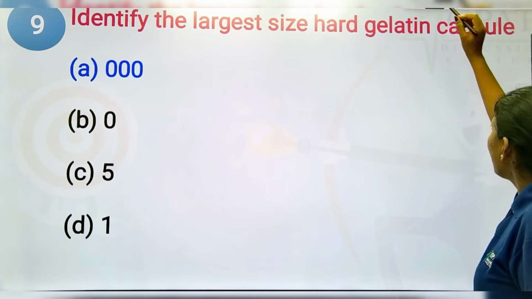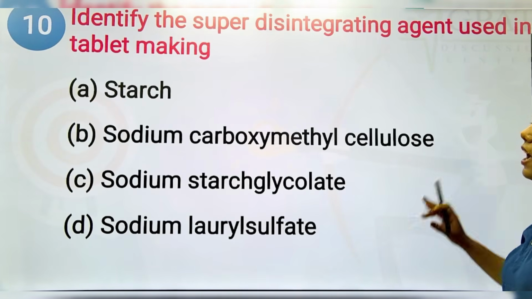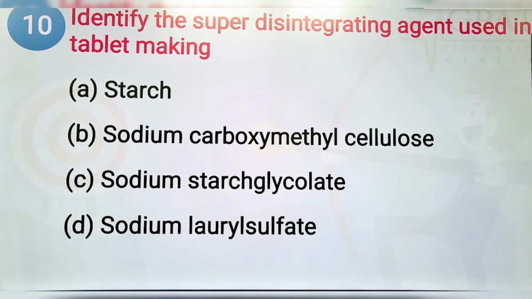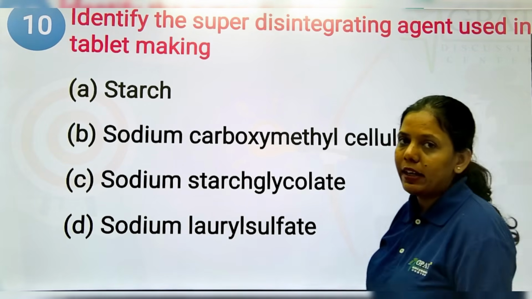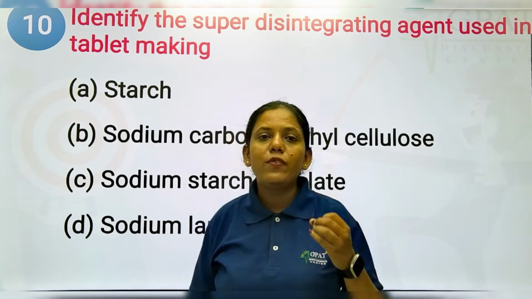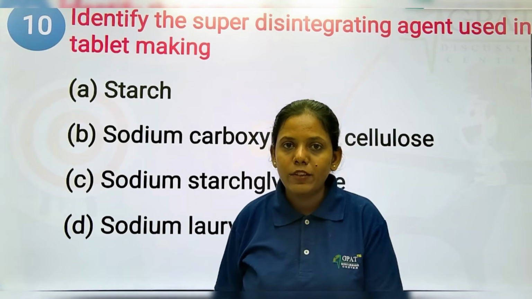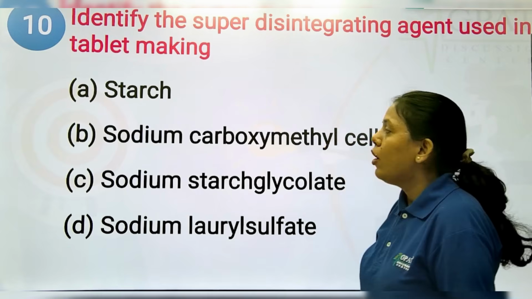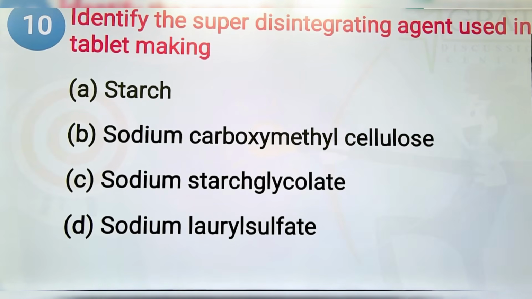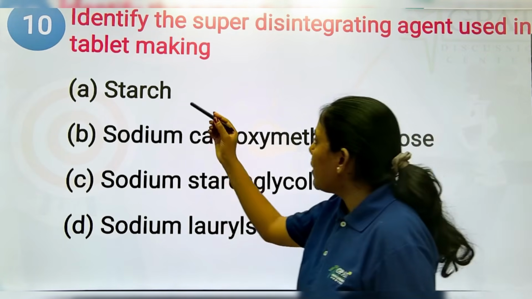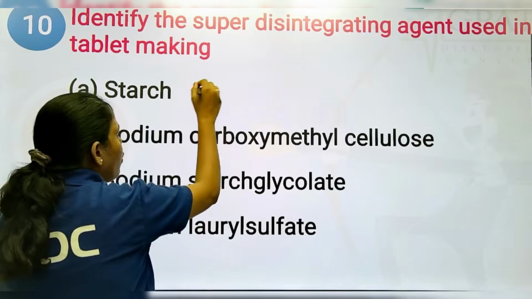Next question is to identify the super disintegrant agent used in tablet making. Super disintegrant means which will facilitate the breakup of the tablet when it comes in contact with the gastrointestinal fluid. Option A is starch. Option B is sodium carboxymethyl cellulose. Option C is sodium starch glycolate. Option D is sodium lauryl sulfate.